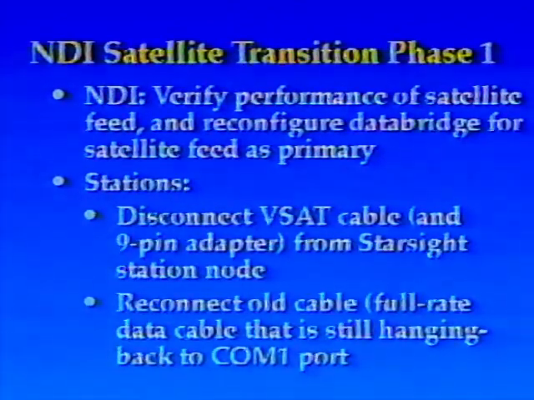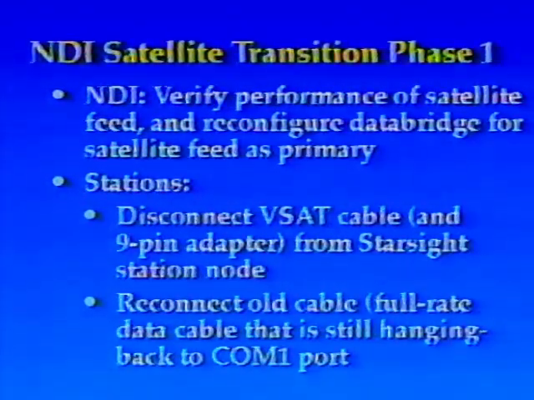Those steps include disconnecting that VSAT cable and that 9-pin adapter from the Starsight station node. It might be a good idea to tape that adapter to the station node to avoid it getting lost, because it is going to be needed later. Then reconnect that old cable, the full rate data cable that should still be hanging from the back of the station node, to the COM1 port.